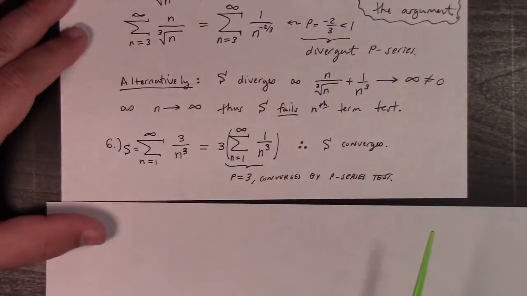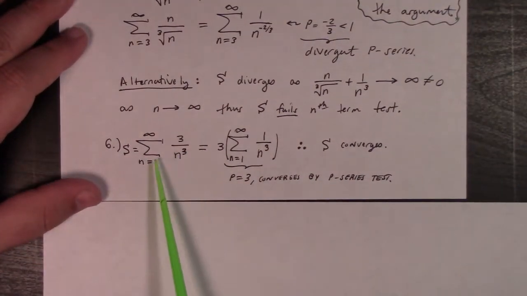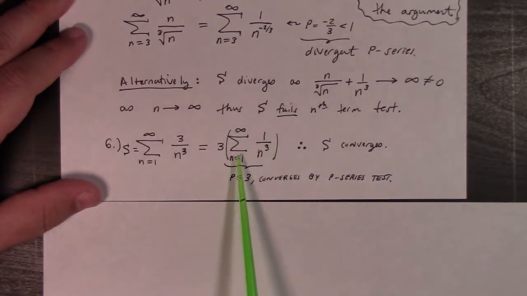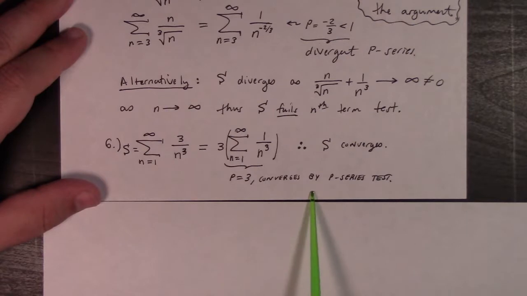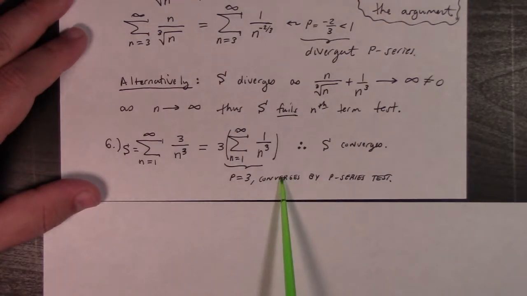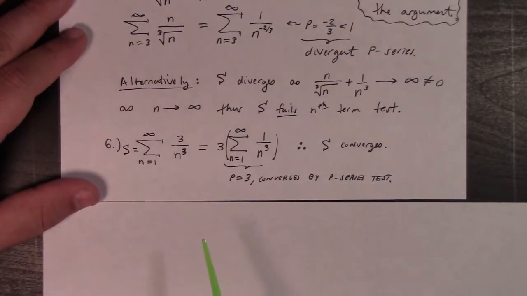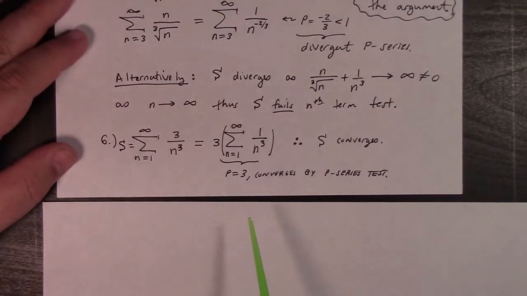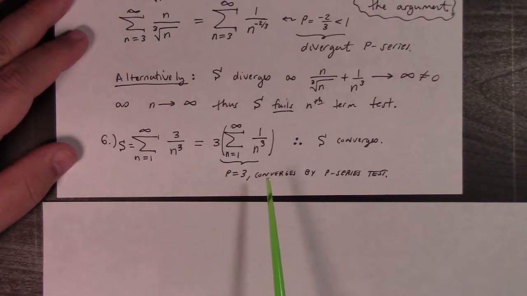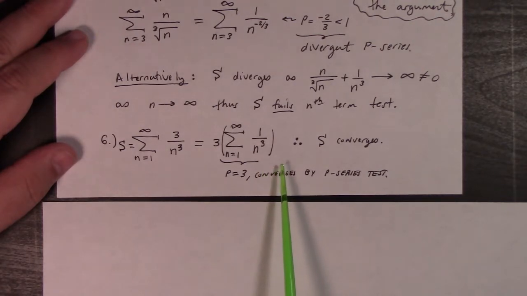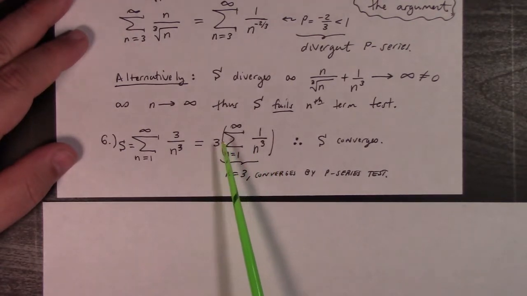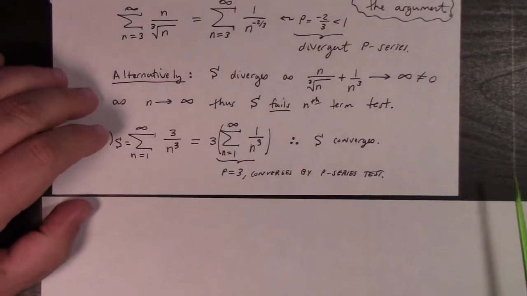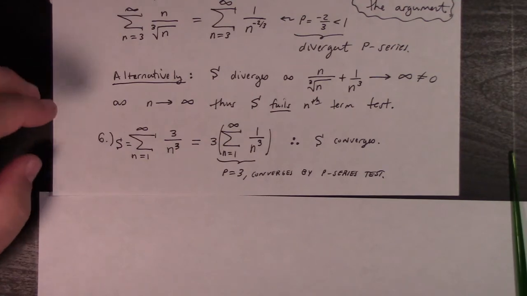Here's one: 3 over n cubed. We can pull the 3 out, and we have 3 times the p equals 3 series, which again converges by the p equals 3 series test. So I tried to show you some slight variations on just basic p-series. We could start at a value beyond 1, we could sometimes add them, we could multiply them by a number. There's a few different minor variations on this theme we could do and still really be, in my view, looking at a p-series. Well, that's it for this one.